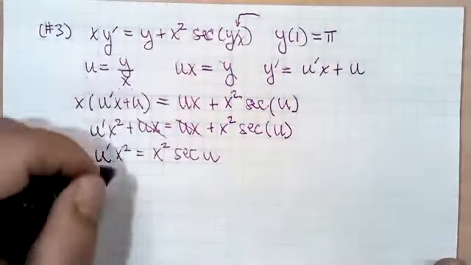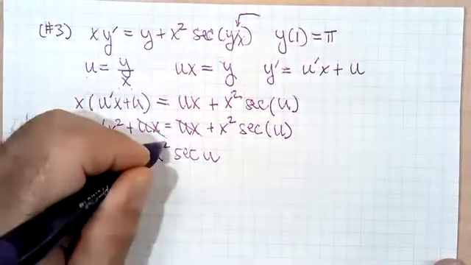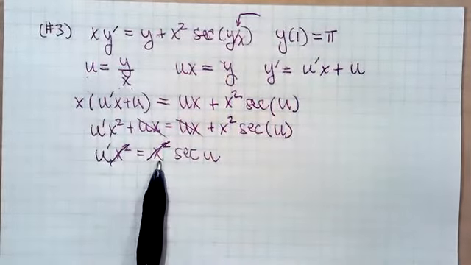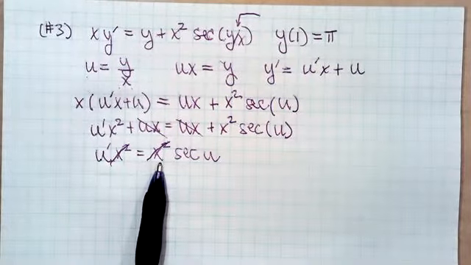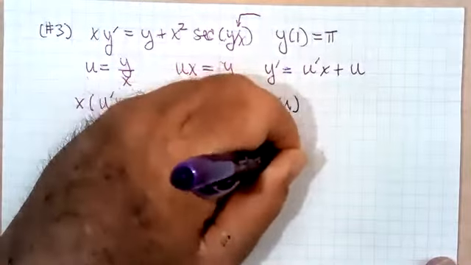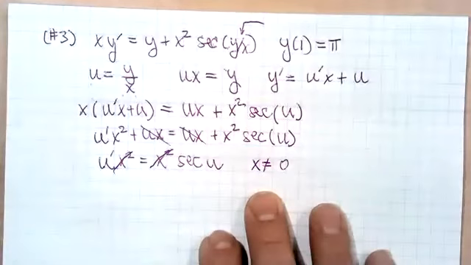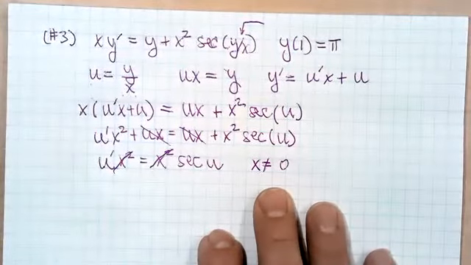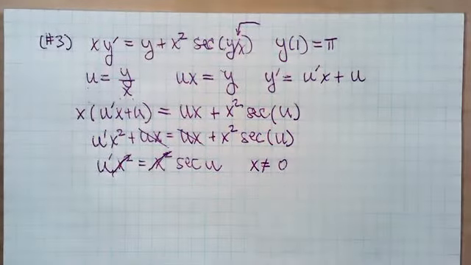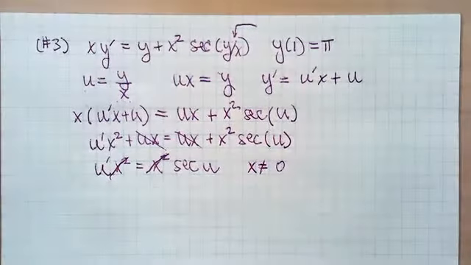And I'll just do that by scratching it out, that's gone. However, keep in mind that if I'm dividing by x squared, I have to assume that x is not equal to what? 0, yeah. If x were 0, that would be a problem. So there may be a solution that comes from x equals 0, but I would have to investigate that separately. So I'll revisit that later.